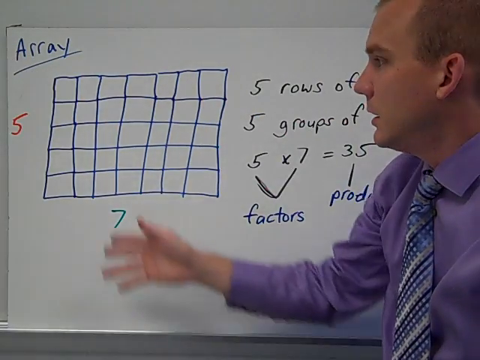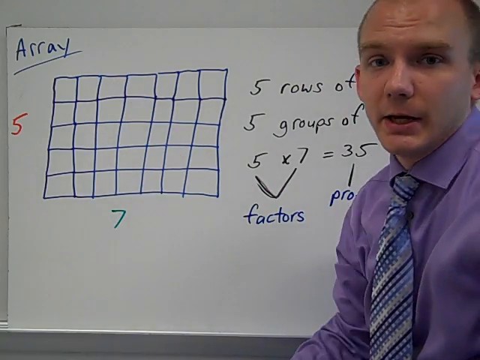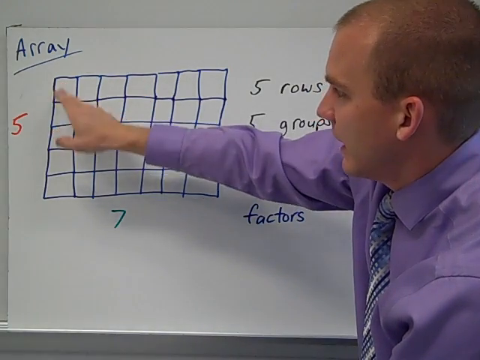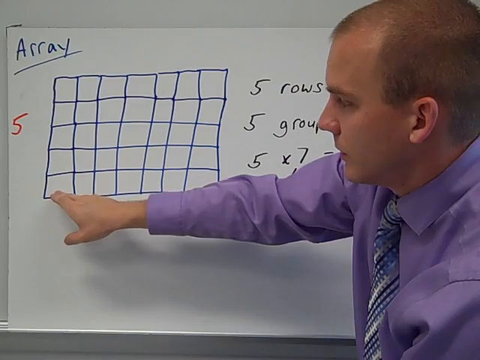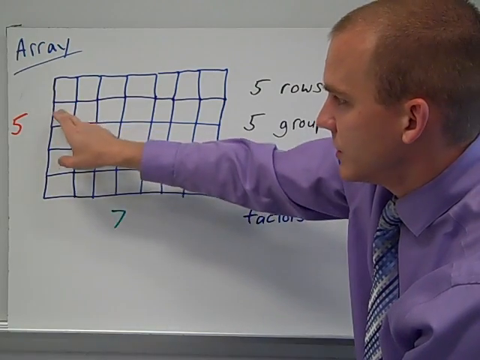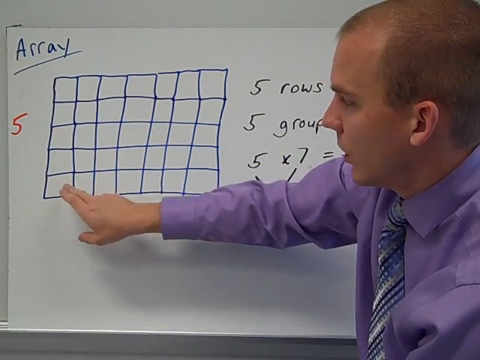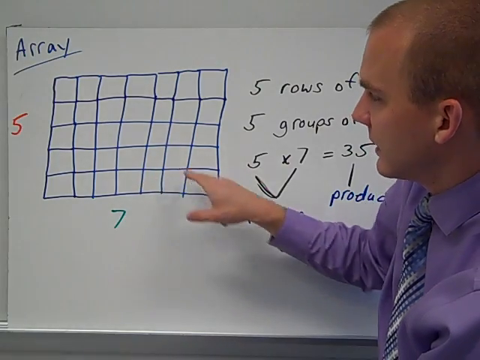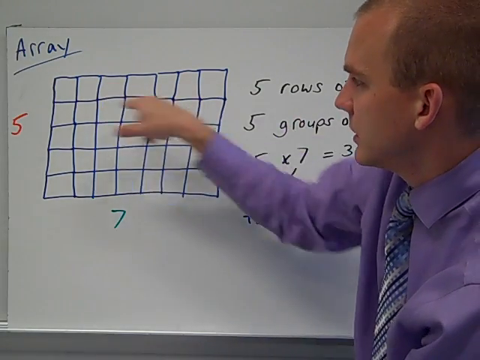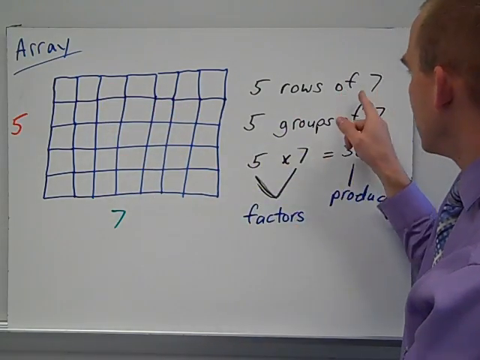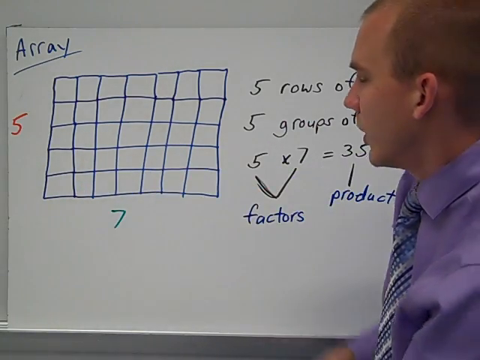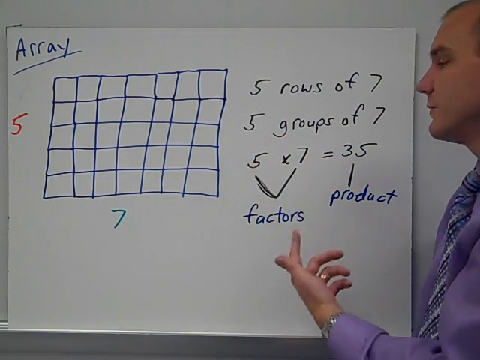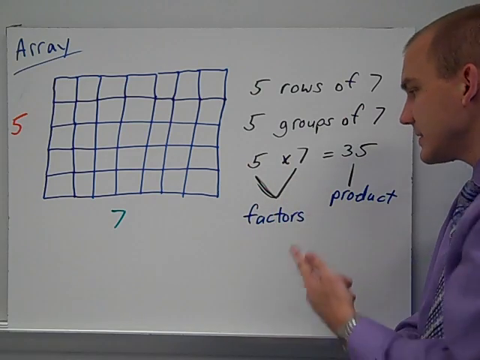An array kind of looks like a rectangle. And in an array, I have just 5 down and 7 across. 1, 2, 3, 4, 5. 1, 2, 3, 4, 5, 6, 7. So what it is, it's 5 rows this way, and 7 are in each row. Or you could say 5 groups of 7. Or you could say 5 times 7.